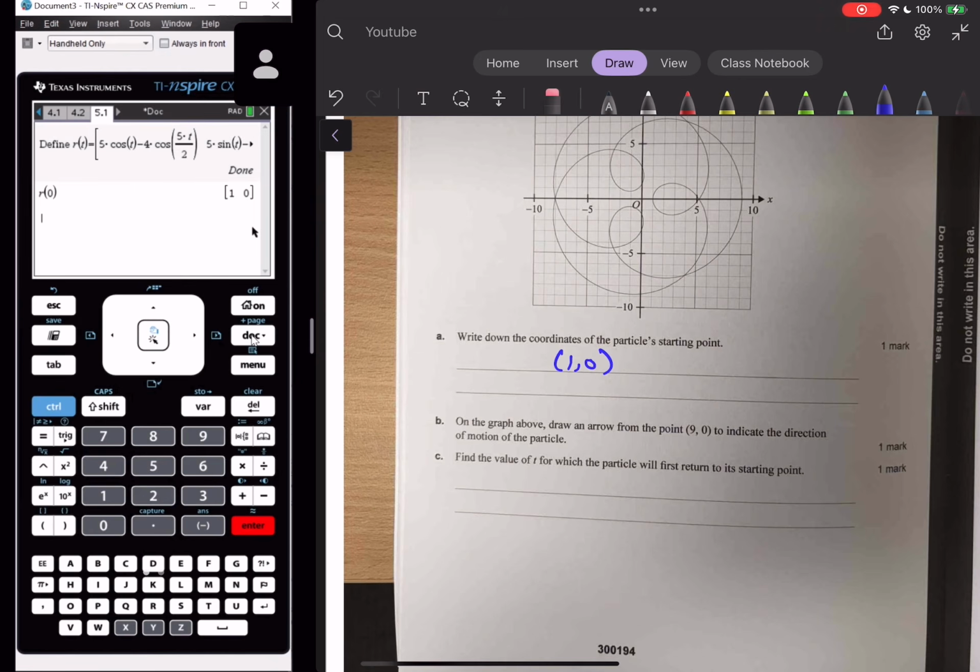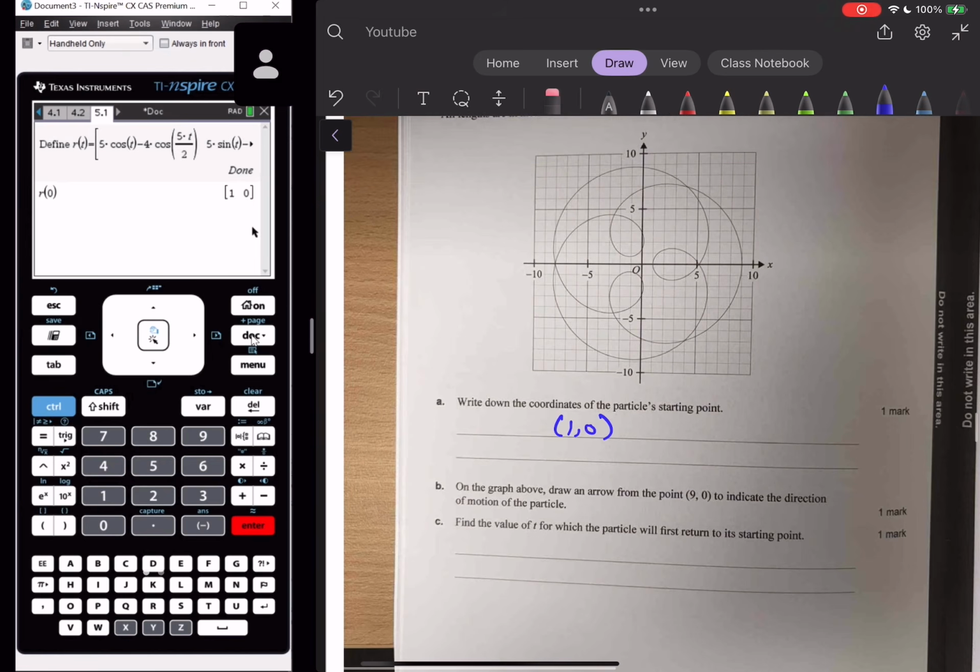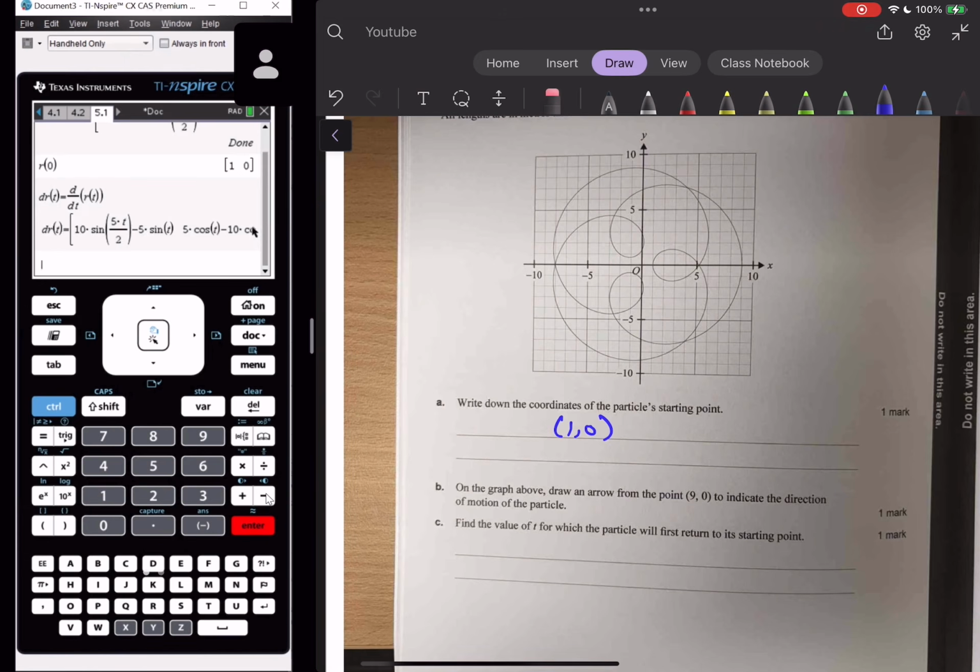For part B, on the graph above, draw an arrow from the point 9, 0 to indicate the direction of motion of the particle. So, well, what we need is probably dr of t, the derivative. So we'll define dr to be just the derivative with respect to t of r of t. And, well, I don't know what time the particle will go through 9, 0, but we do know the initial point, which is 1, 0. So why not plug in dr of 0? I didn't even define that, silly me, to find dr of t to be equal to this thing.